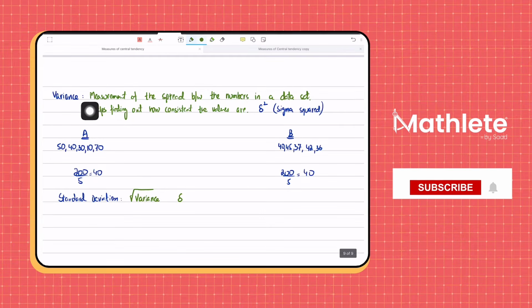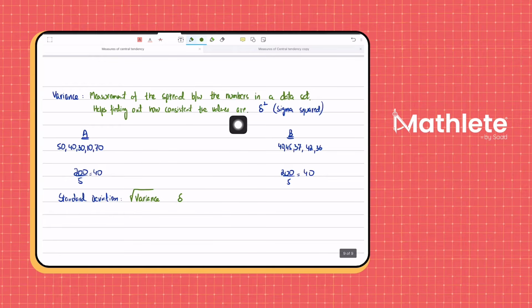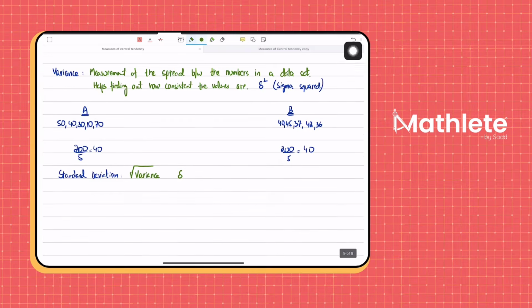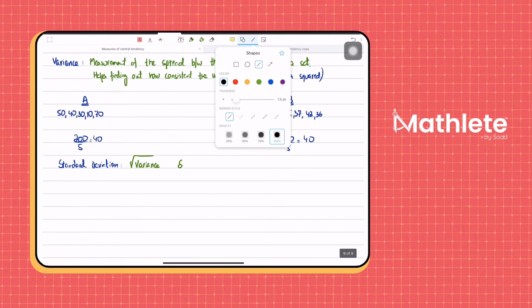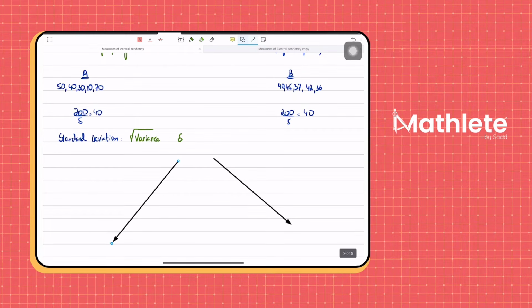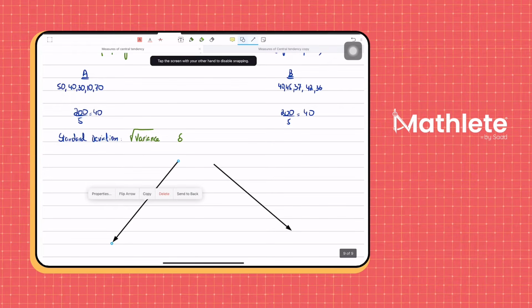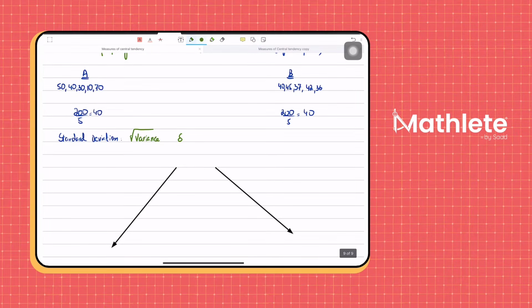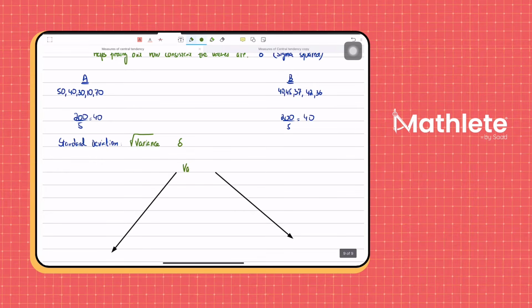Right now, remember, variance, in theory, helps us find out how consistent the values are. The symbol for variance is sigma squared. Now, what is the formula to calculate variance? Let's talk about that. You can see here that I've made two arrows. Why do you think I've made two arrows? The reason is that we have a different formula for grouped data and a different formula for ungrouped data.